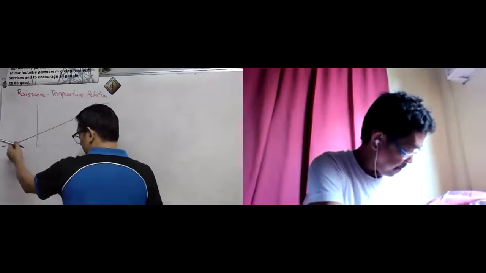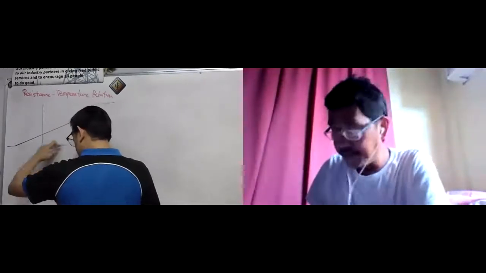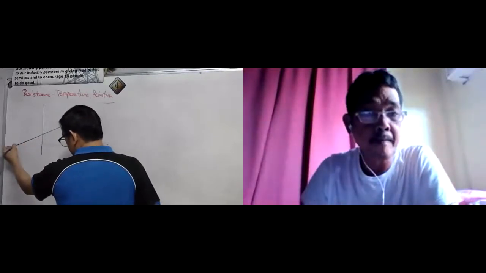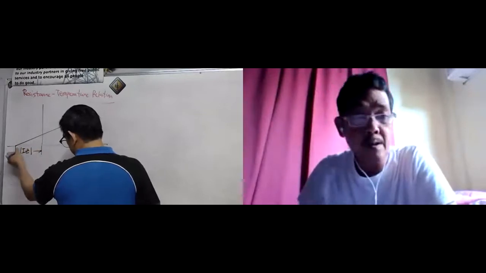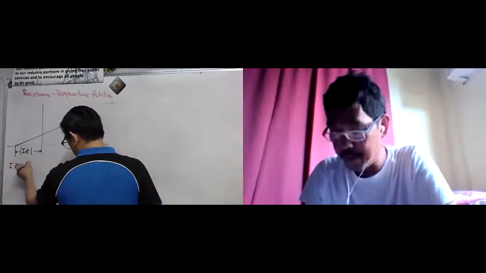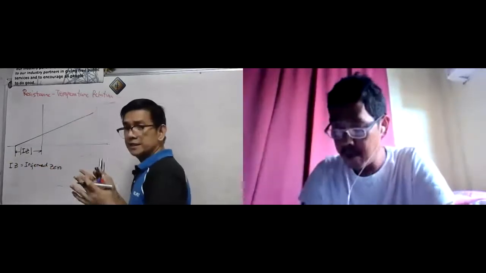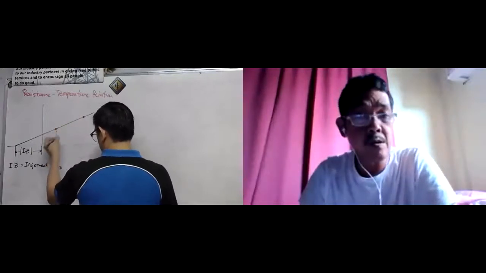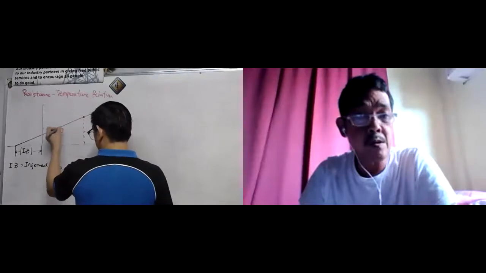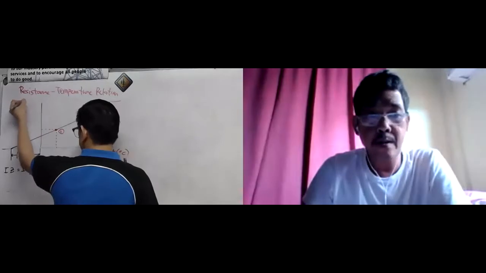This is the graph of a certain conductor, a linear graph. Its intersection with the x-axis is what we call our inferred zero, or simply IZ. Different materials have different inferred zero. Let us consider we have here our point 1 and point 2. The x-axis is our temperature in degrees Celsius, and the y-axis is our resistance in ohms.